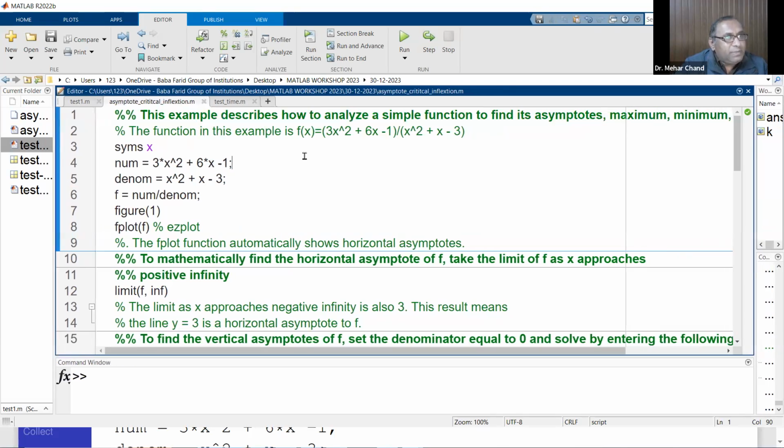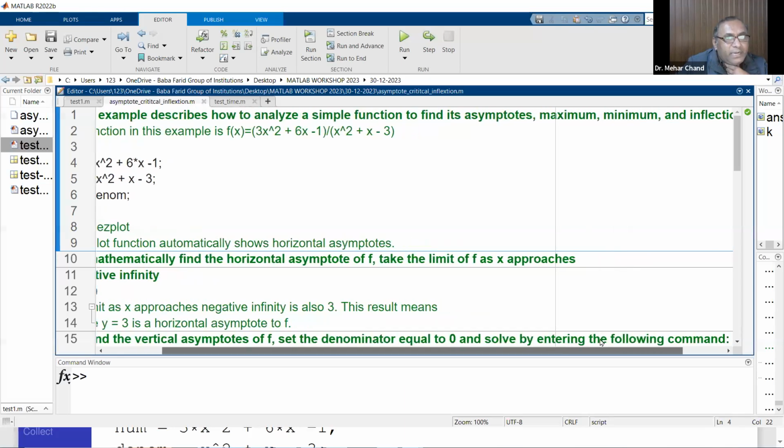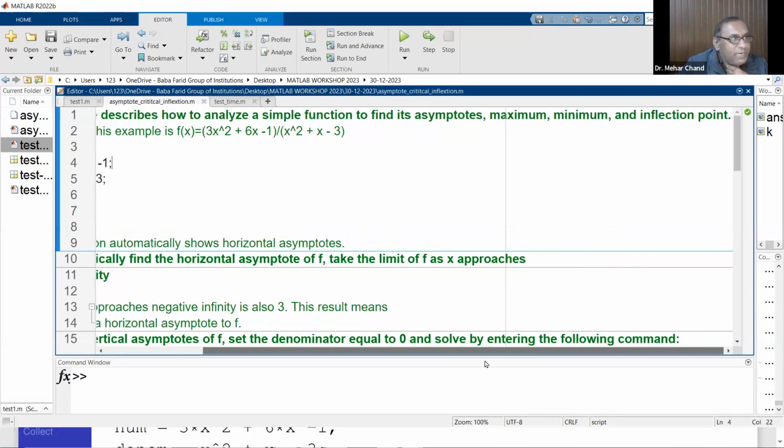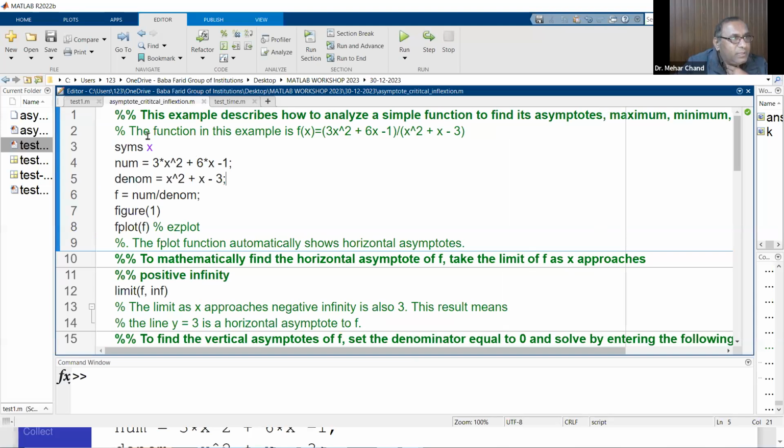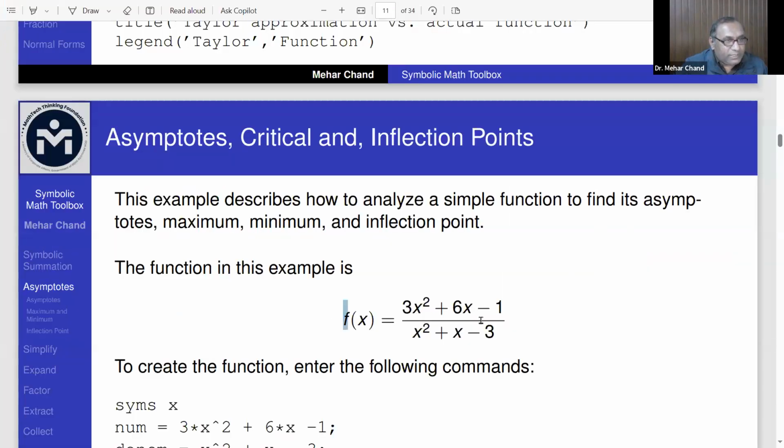The example describes how to analyze a simple function to find the asymptote, maximum, minimum, and then we have the inflection point. So this is the function: f(x) is equal to 3x square plus 6x minus 1 upon x square plus x minus 3, which is this one. You can see it in the PowerPoint.